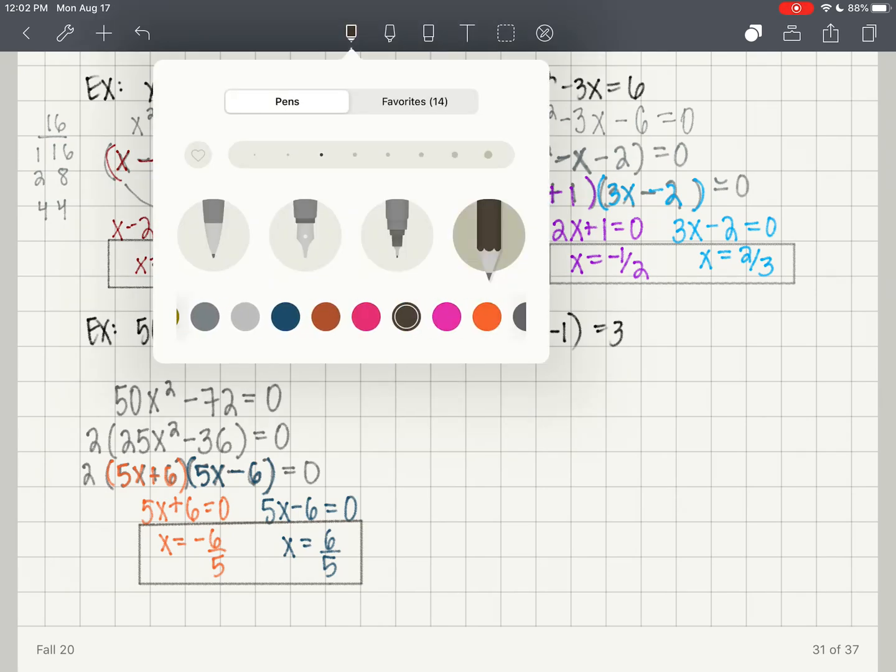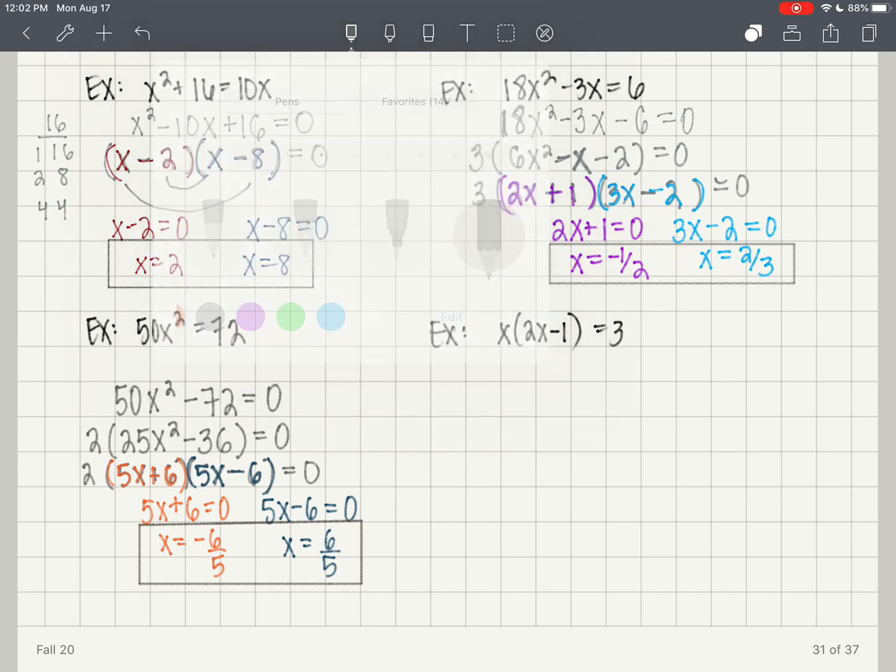Now the next one looks just a little bit different. If you want to try it, you can. We're going to do the same steps. We're going to set our equation equal to 0. But before we can do that here, just as a hint, we're going to have to distribute first.